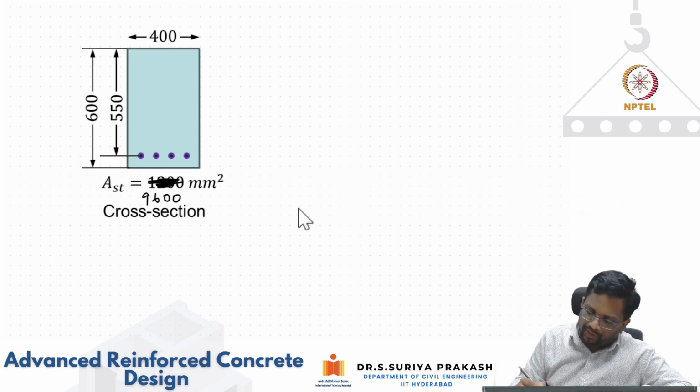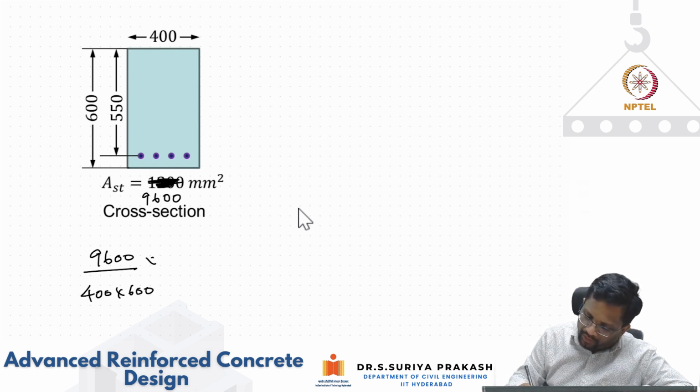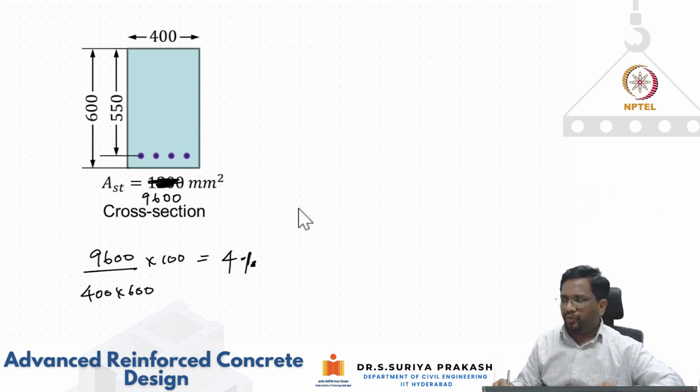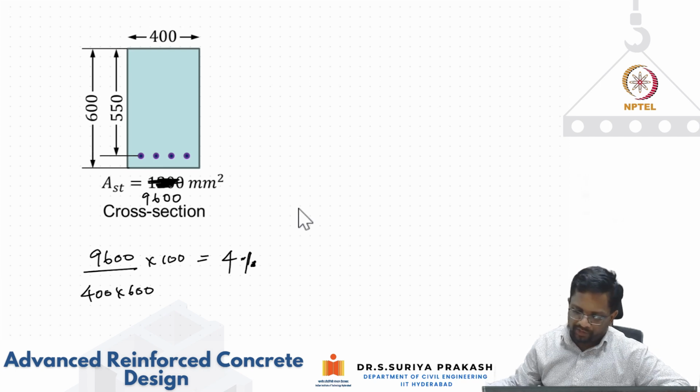So this 9600 corresponds to 9600 divided by 400 multiplied by 600 into 100. If you do, it works out to be 4% of steel. So the steel we are putting is 4% of steel. It's quite a high amount of steel. Now let us see what happens for this condition.